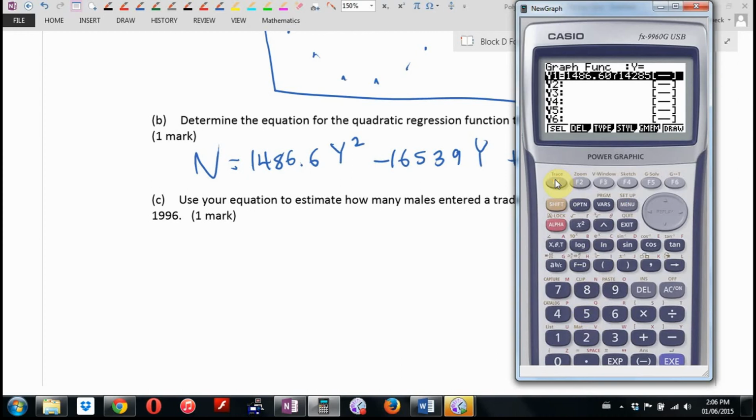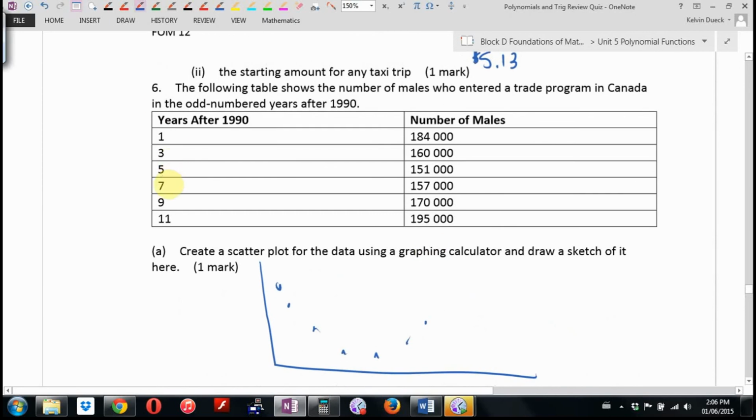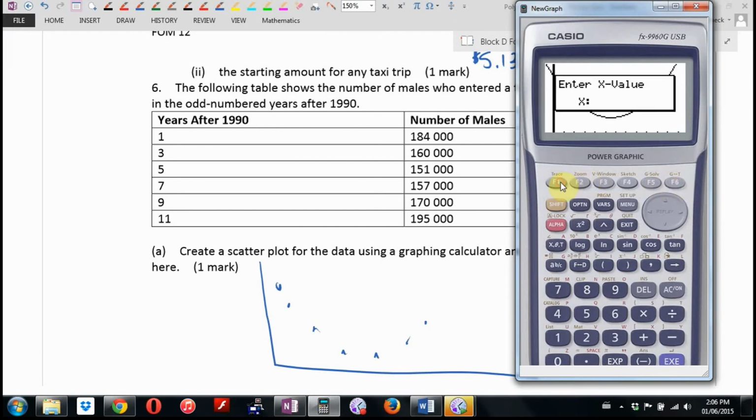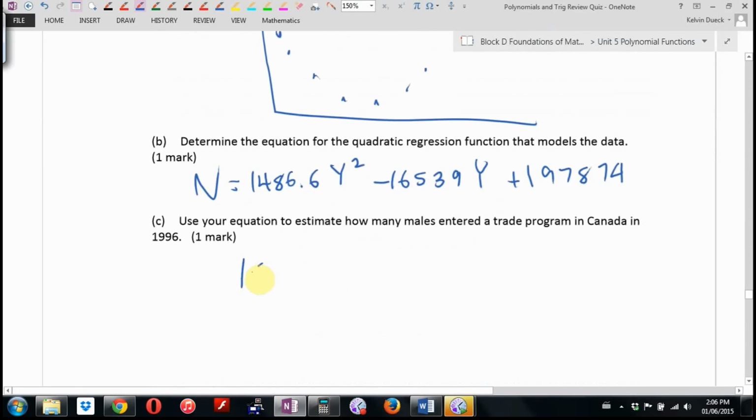Graph. Activate. Use this to estimate in 1996, which is 6 years after 1990. Let's see if it's already on here. It might be G-solve when x is 6. What's the y value? There you go. 152,156 people.